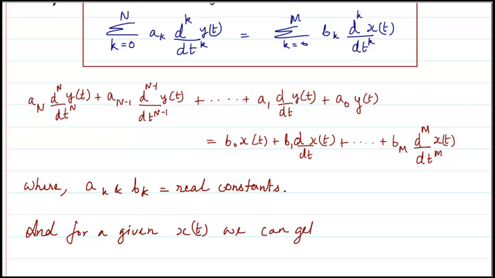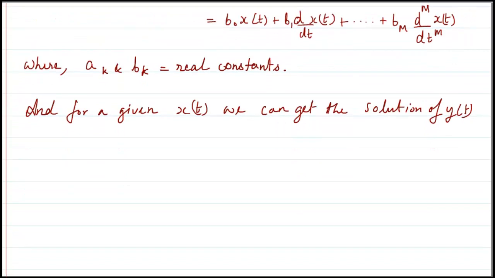We can get the solution of y of t as, so what is the solution of y of t? Basically you have studied this in your mathematics. y of t will basically have two parts. One is the particular solution, and the second is the homogeneous solution. You might have studied it in maths. Even if you have not studied, no worry, we are not going to use this in a big way here.